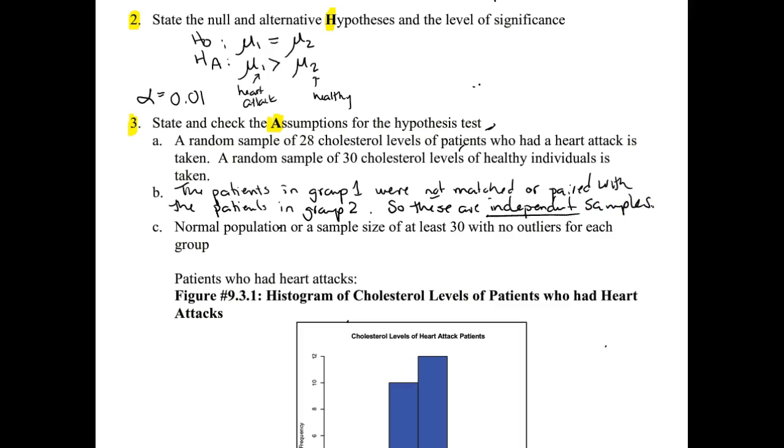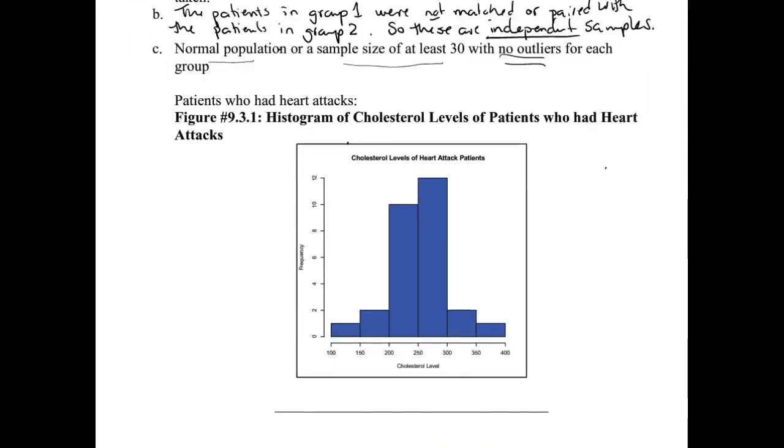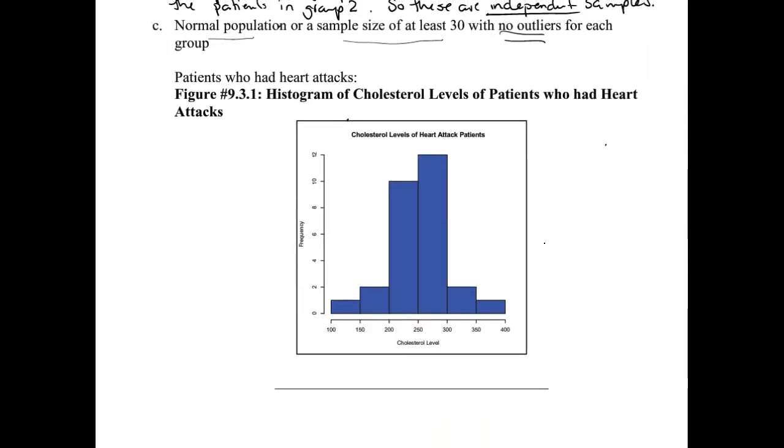All right, the next condition, and again, it's a double whammy because now we have 2 independent groups, so we have to check these conditions on each set of data. So we either need it to be reasonable to assume we had a normal population, or we need a sample size of at least 30 and no outliers. If we start with the patients who had heart attacks and look at that histogram, it looks somewhat bell-shaped.